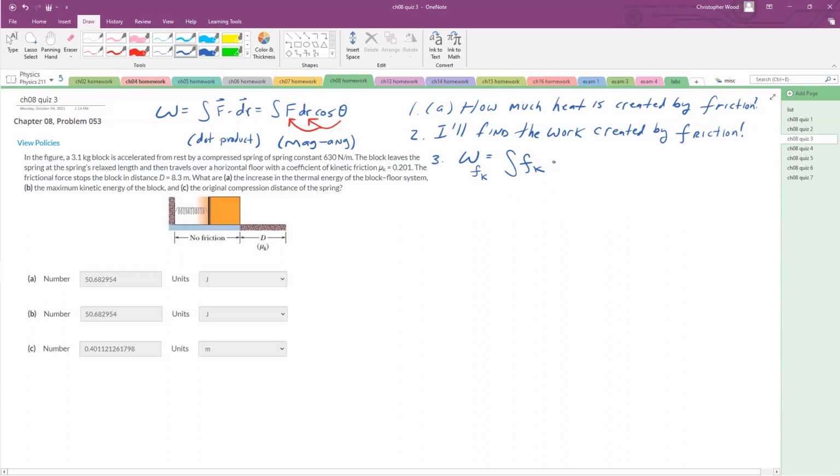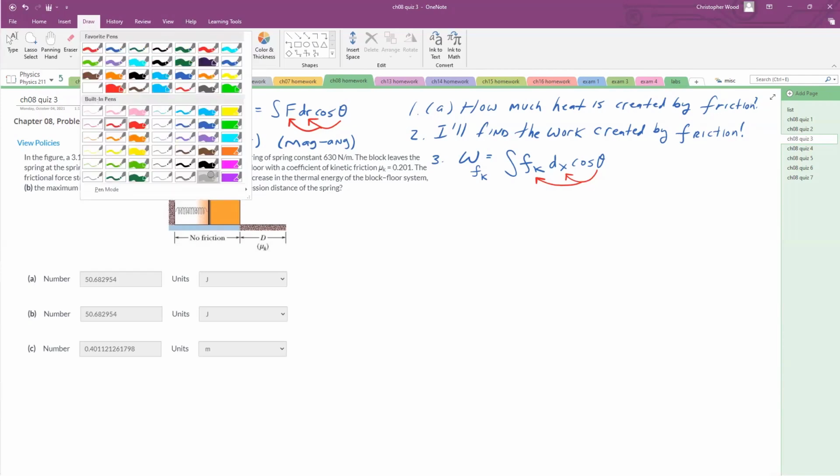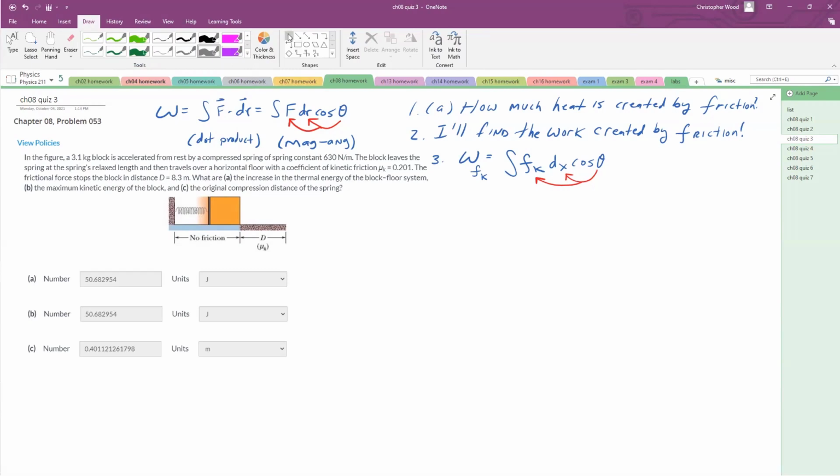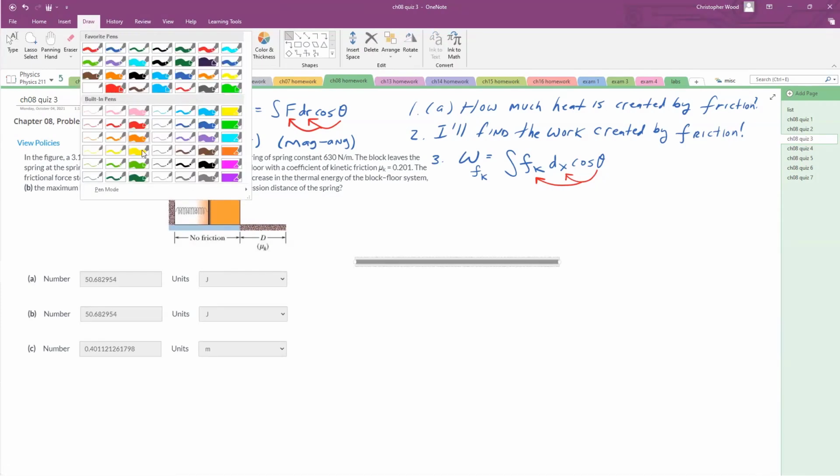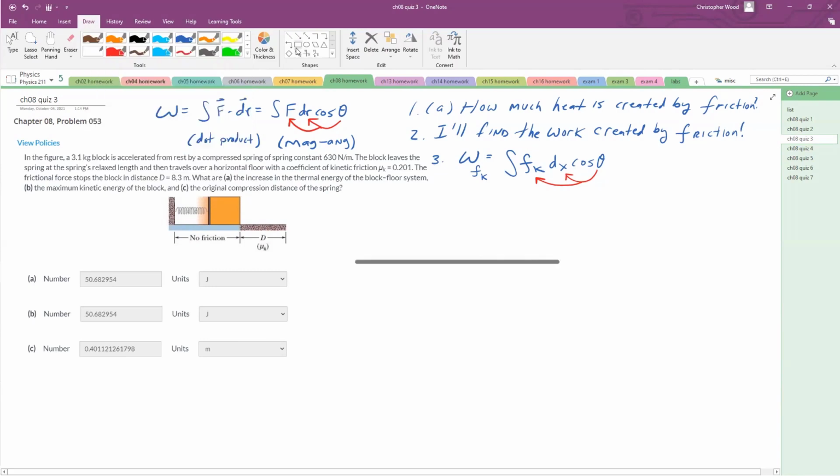F sub k, and you know what I'm going to do? I'm going to do dx cosine theta. So I'm just taking my generic expression for work and personalizing it for this particular situation. Theta is the angle between my dx vector and my F sub k vector. And let's talk about what those vectors look like. Here's my ground, and then here's my orange block sitting on the ground. So I'm just doing a little redraw here.